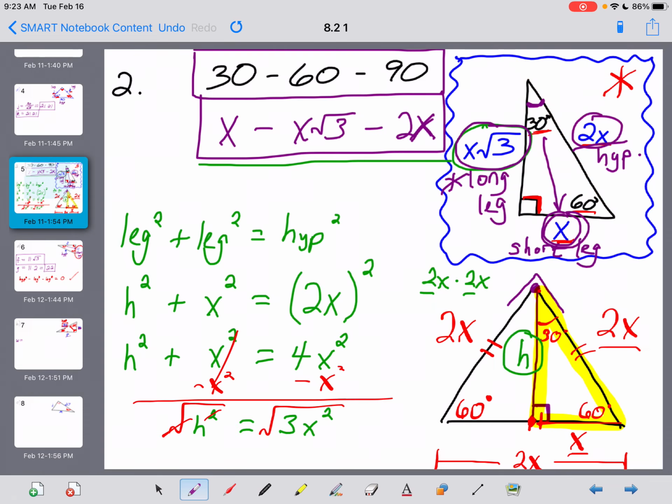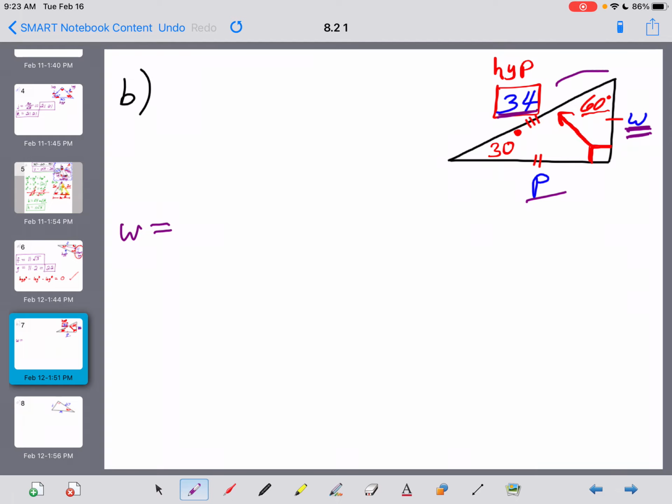So what did we learn here, guys? To go from short leg to hypotenuse, we multiply by 2. Nice and simple. We double it. To go backwards now, from hypotenuse back to short leg, we are simply going to divide by 2. So W is going to be 34 divided by 2, which is going to give us a nice rational number of 17. So now we know how long our short leg is.